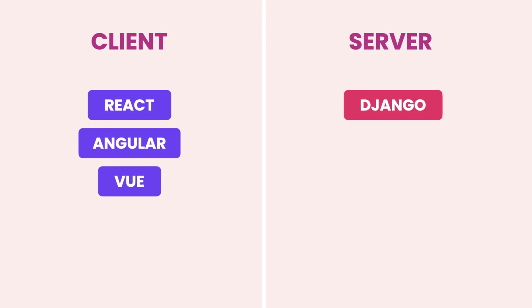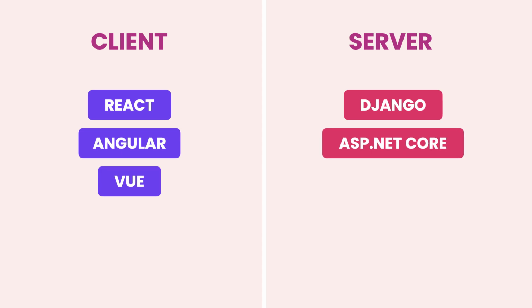In contrast, we have server-side tools for building backends. Django falls in this category, so you should not compare Django with, let's say, React. You may compare Django with other server-side frameworks like ASP.NET Core, which is used by C# developers, Express, used by JavaScript developers, and so on.